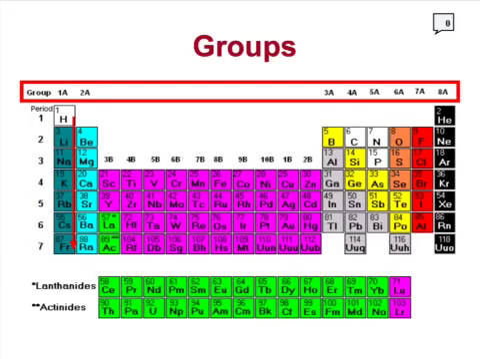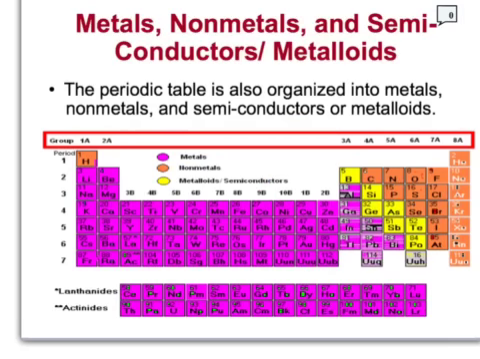Here you can see our columns or groups on the periodic table. So we start with 1A, 2A, jump across the canyon here, and 3A, 4A, 5A, 6A, 7A, and 8A. Label the columns on the periodic table in your packet. The periodic table is also organized into metals, nonmetals, and semiconductors, or metalloids. At this time, label metals, nonmetals, and metalloids on your periodic table.